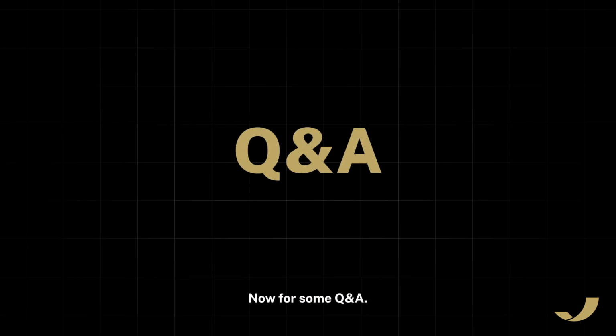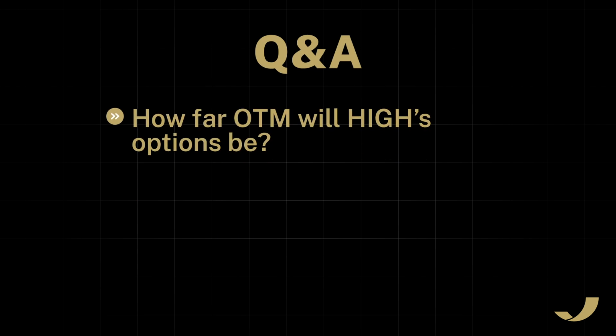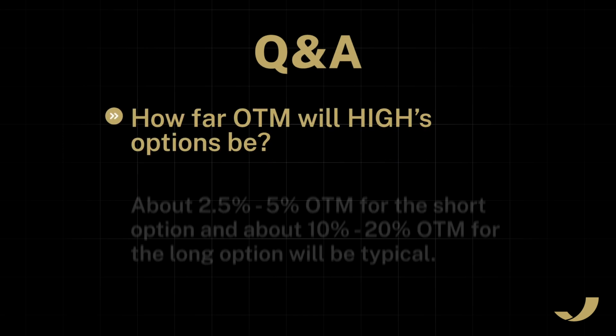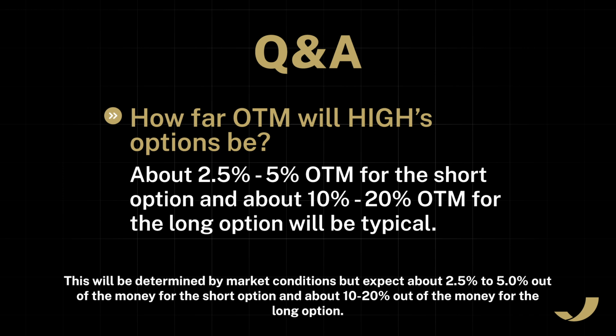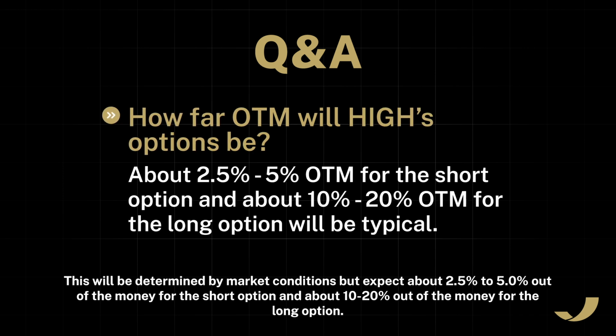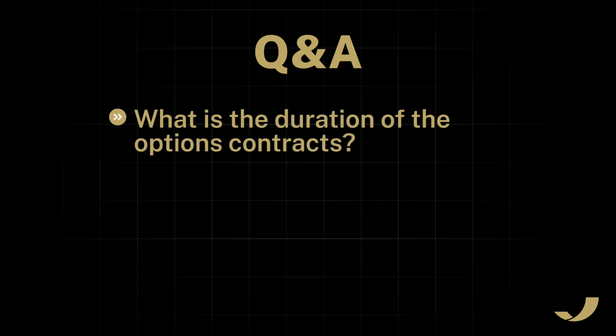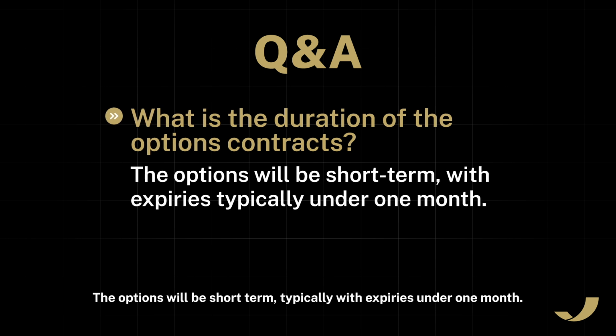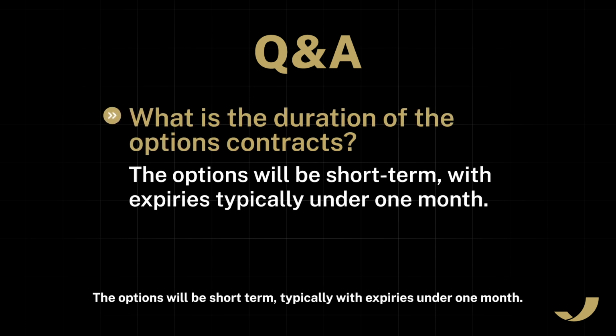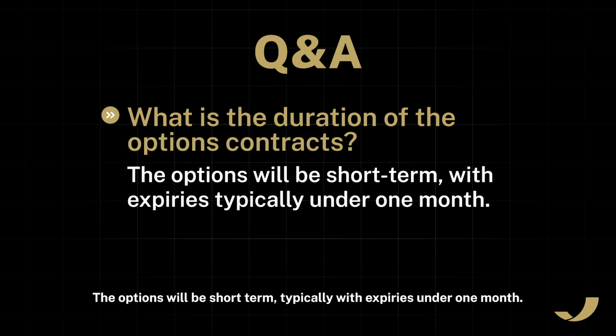Now for some Q&A. How far out of the money will High's options be? This will be determined by market conditions, but expect about 2.5% to 5% out of the money for the short option, and about 10 to 20% out of the money for the long option will be typical. What is the duration of the options contracts? The options will be short-term, typically with expiries under 1 month.